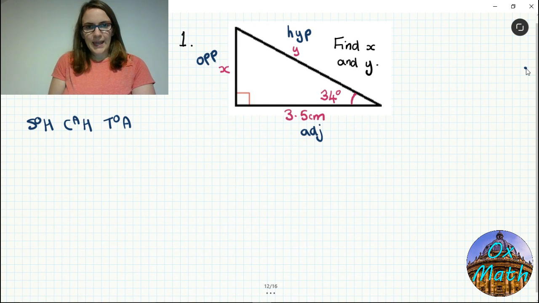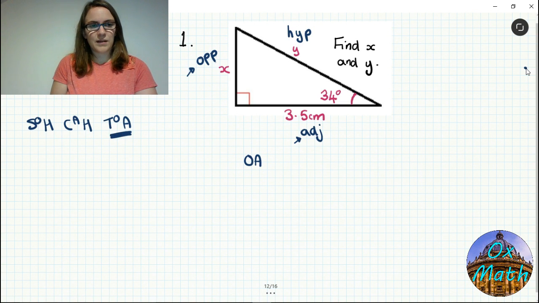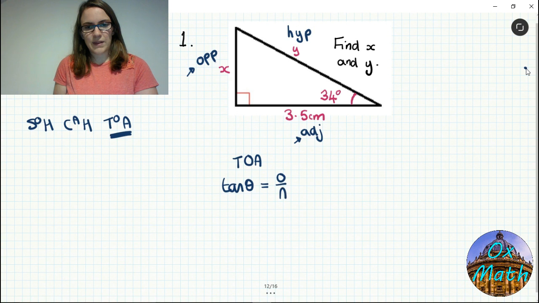So to find x, we are trying to find the opposite, and we know the adjacent. So we've got our O and our A. So if we look at the SOHCAHTOA, it is actually the TOA that we need. Both SOH and CAH have H in it, and we don't yet know our hypotenuse. So we are going to be using TOA, which remember tells us the whole equation. It tells us that the tan of the angle is equal to the opposite over the adjacent. So then we can fill in the information that we know. So our angle is 34, so the tan of 34 is equal to our opposite x over our adjacent 3.5.